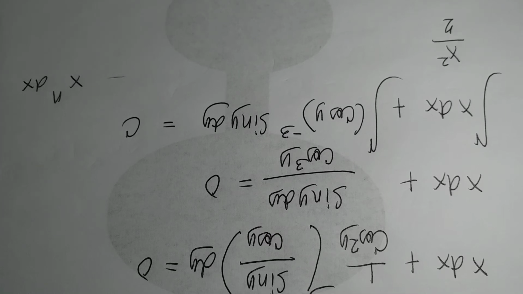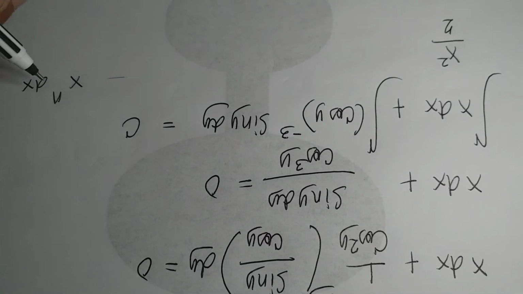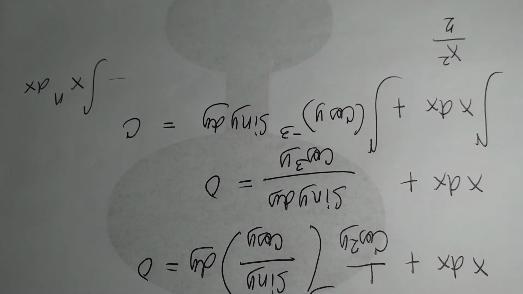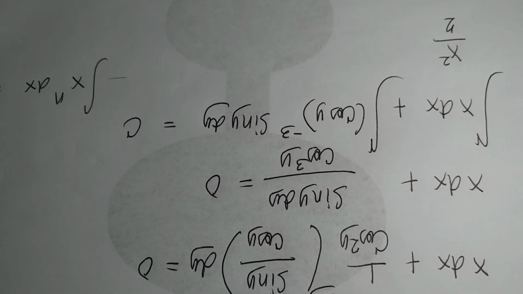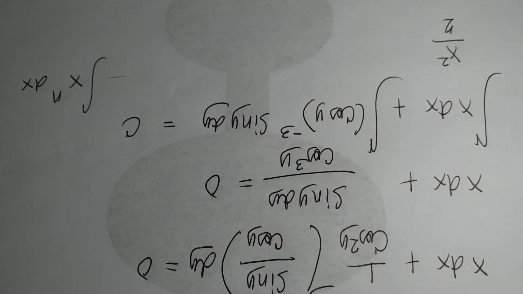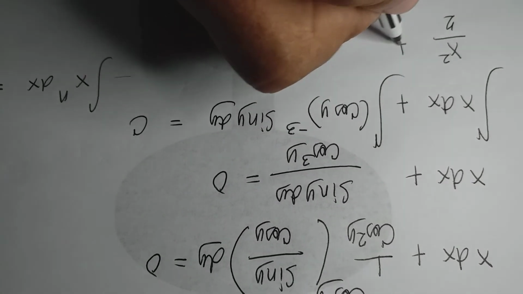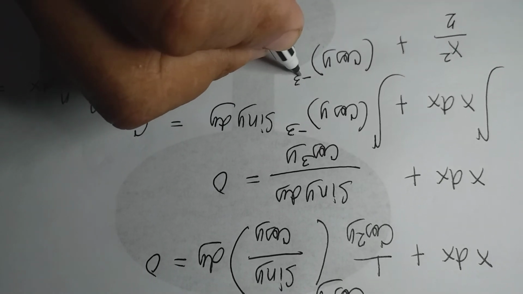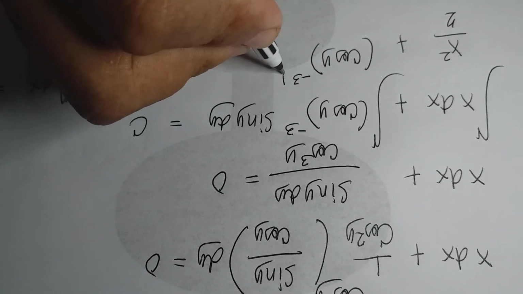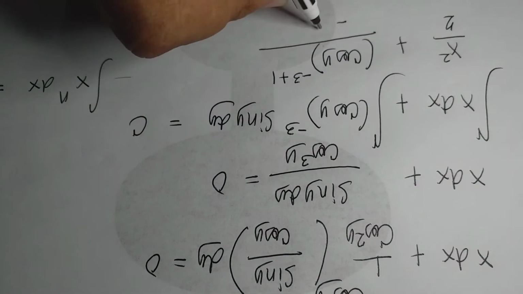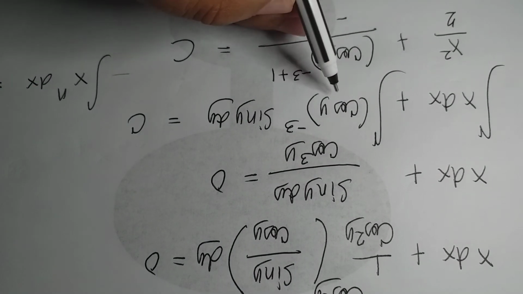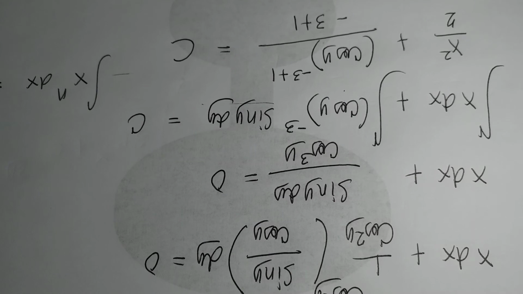Correct? This is just the integration. So if we're going to integrate this, we have x raised to n plus 1 over n plus 1. Integration. So this becomes cosine y to the negative 3 plus 1 over negative 3 plus 1 is equal to c. So this is x to the n dx. Your dx is sine y dy.